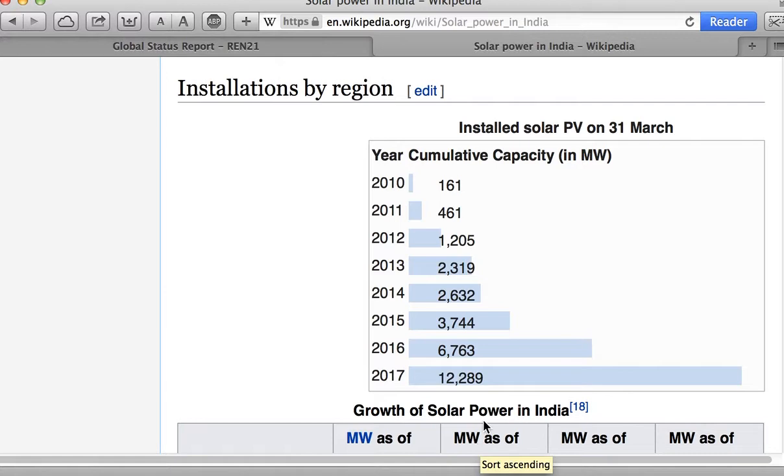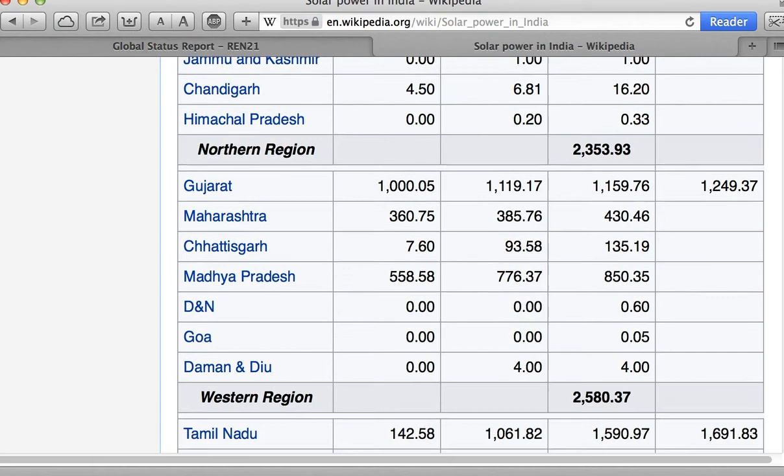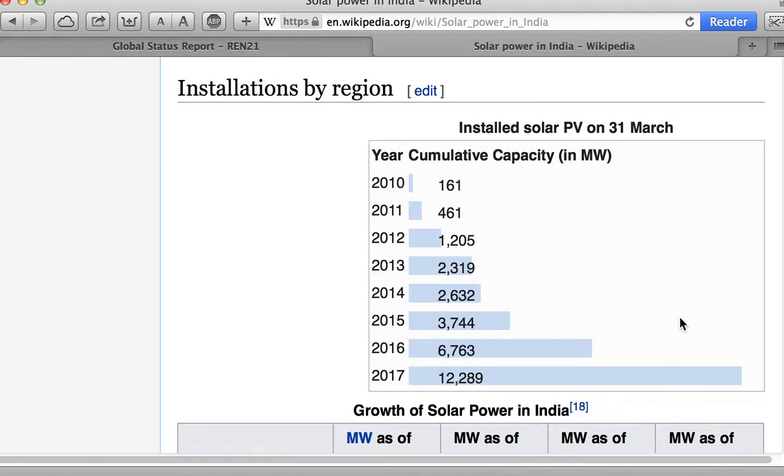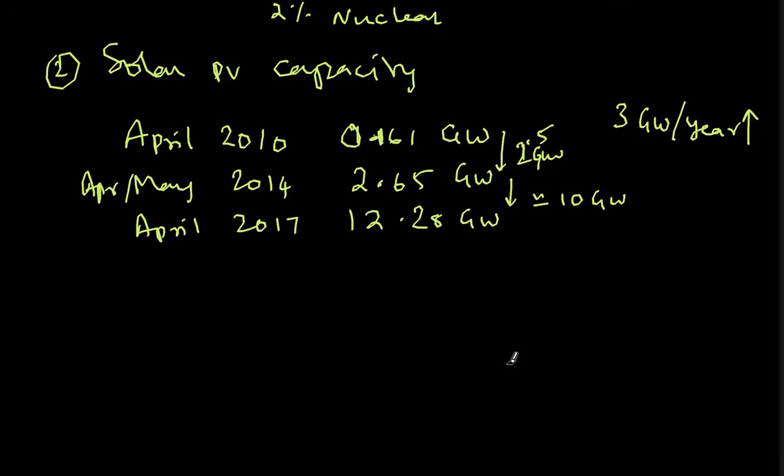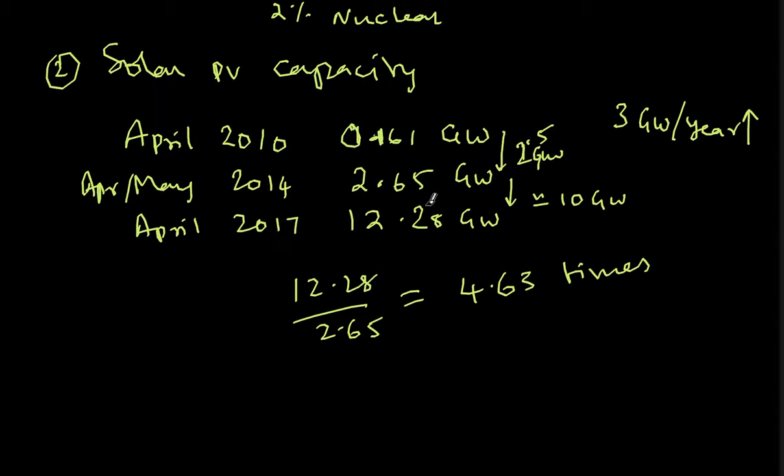The same data is also given statewide. So anyway, you can look at it. It's an enormous increase is what I'm trying to show here. So that's the first point. Now, if you look at this ratio, 12.28 divided by 2.65, this ratio is almost 4.63 times. So in the last 3 years, the capacity has become more than quadruple, more than four times.